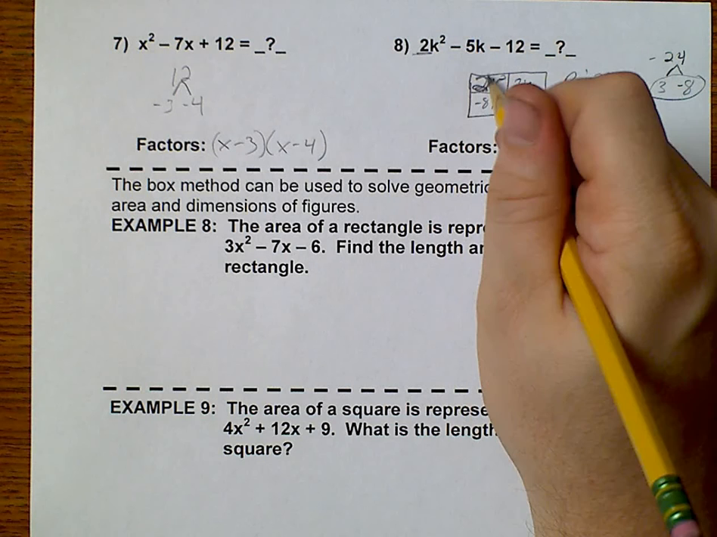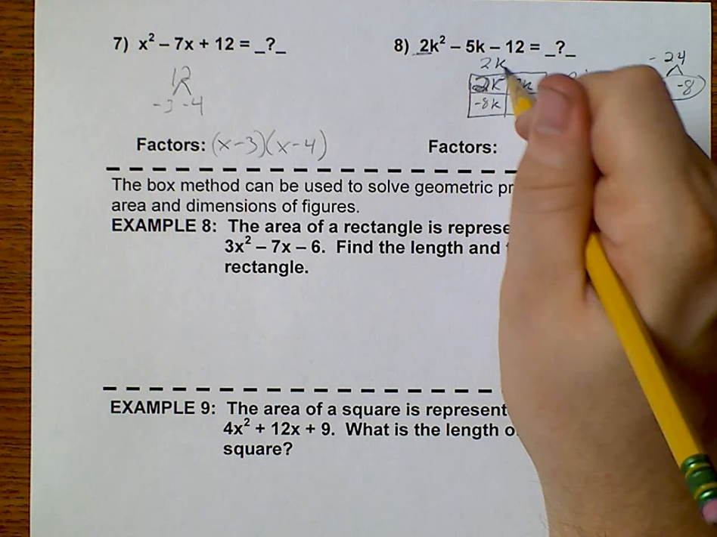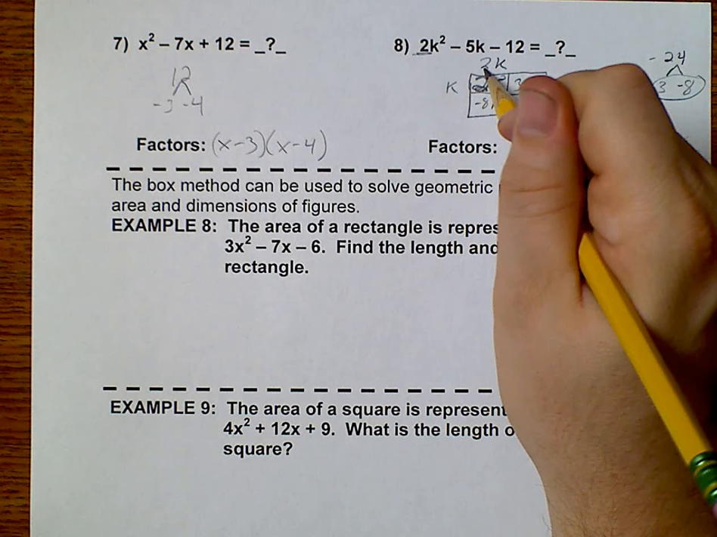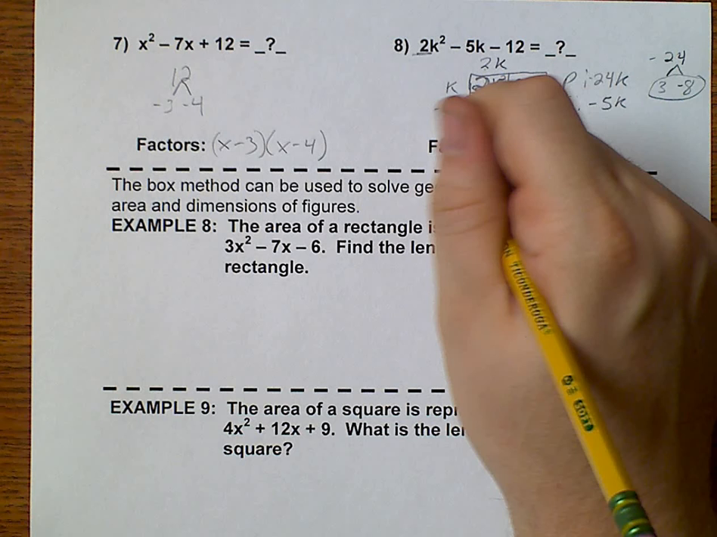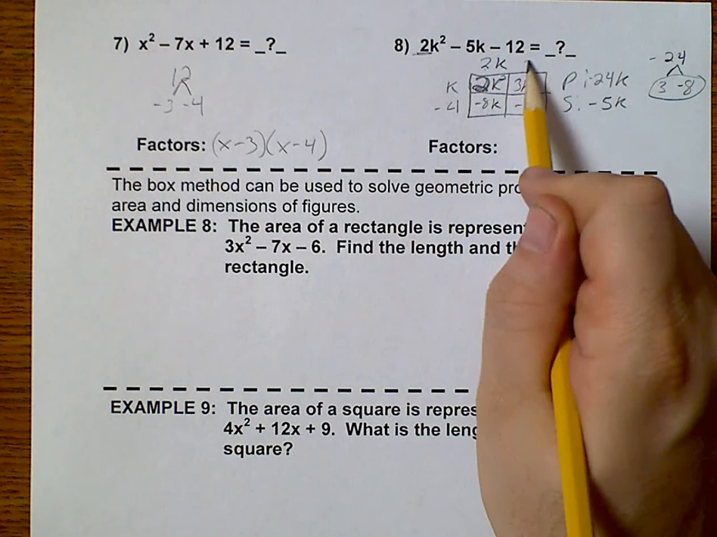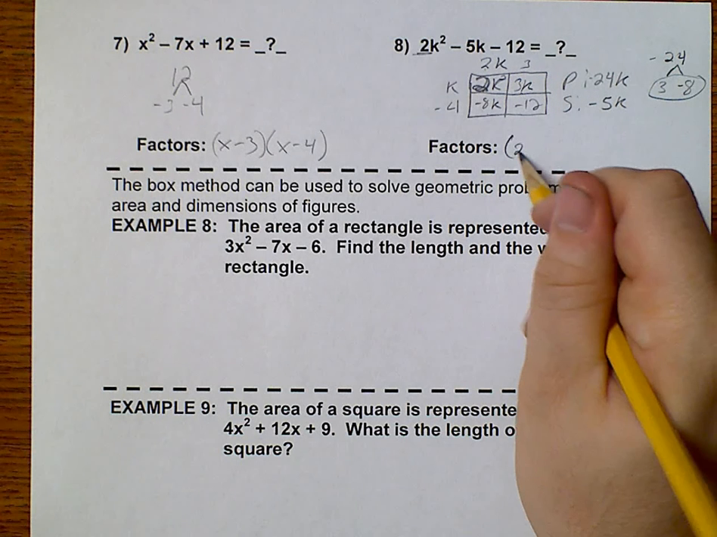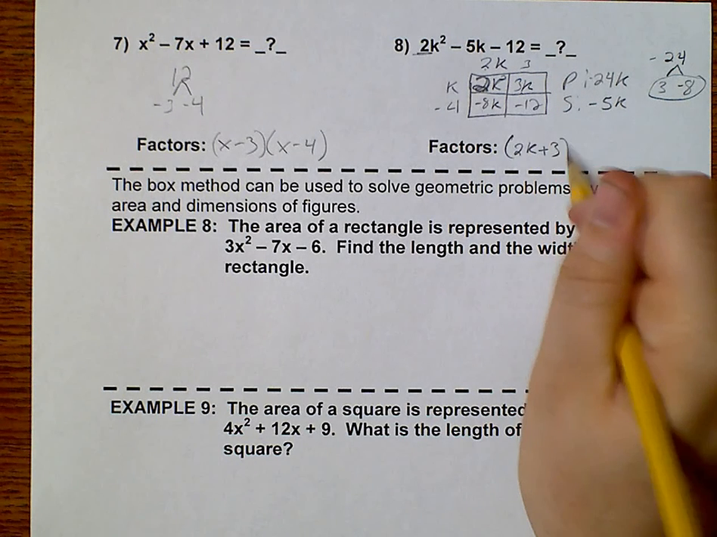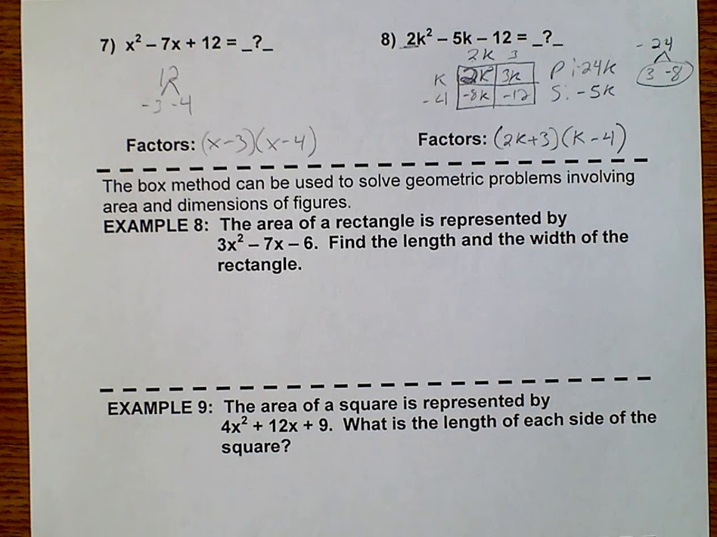Now to get the 2k, I need 2k and k, so I'm going to put 2k and k. The 2 here because it matches with the 8, which means I need a negative 4 here to give me 8, and a 3 here to give me 3. And so my factors are 2k plus 3 and k minus 4. Again, if your coefficient is not 1, I want you to go ahead and use the box method. Don't try to do this one mentally.